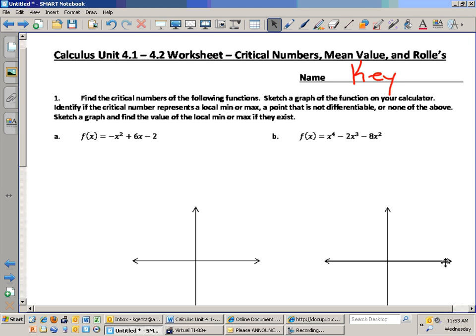Sketch a graph of the function on your calculator. Identify the critical number, whether it represents a local min or max or a point that's not differentiable or none of the above. Critical numbers can do those things. And then sketch a graph and find the value of the local min and max if they do exist.